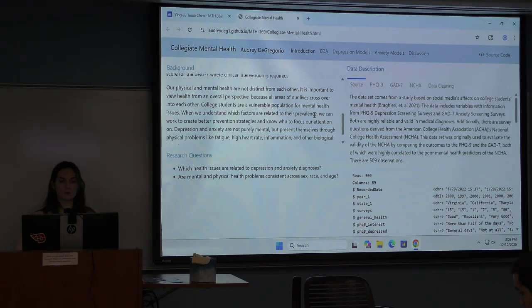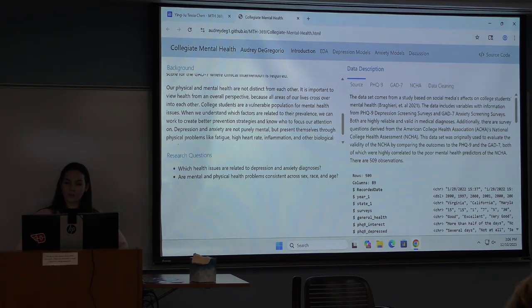It's important that we look at this because college students are a vulnerable population for mental health issues, and physical health can be a really good indicator of mental health issues. The data set came from a study based on college students' mental health in relation to social media, but we're just going to be looking at some of the values: depression, anxiety, and physical health.